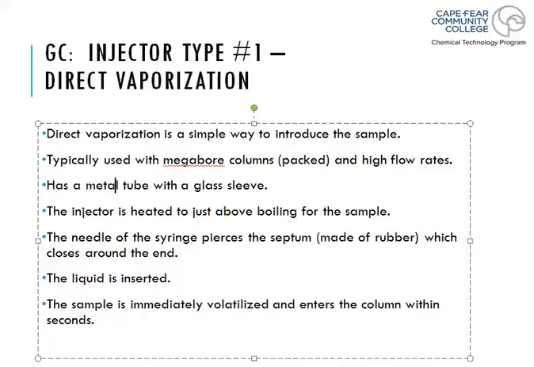This tube can have a glass sleeve, but do not let that confuse you with a glass insert. They're not really the same at all. Okay, a glass insert is different than this glass sleeve that it's referring to in the slide. This is just an encasing that surrounds the internals of the machine that allows my sample to go into before it goes directly into the column.